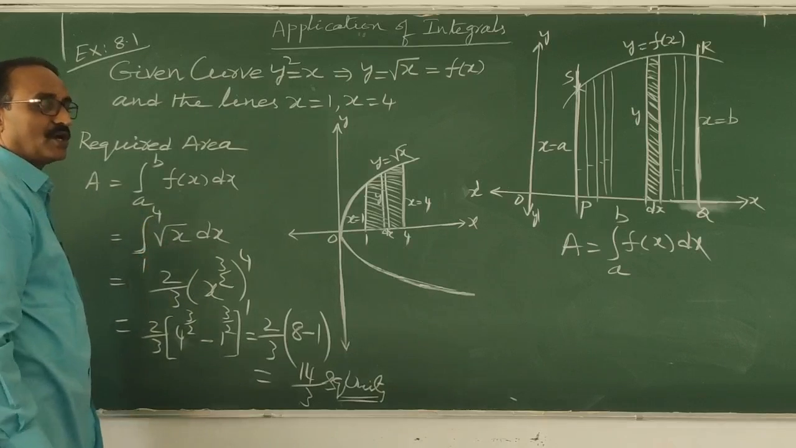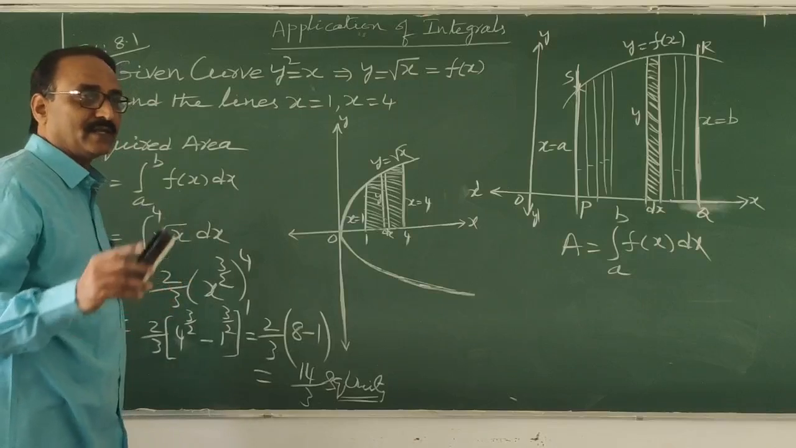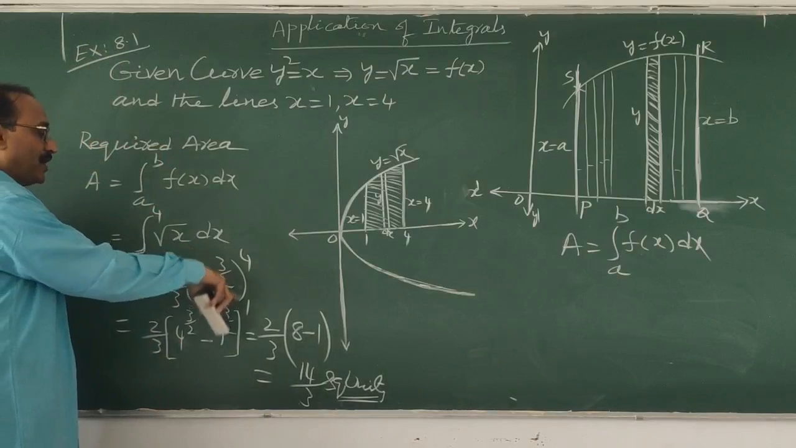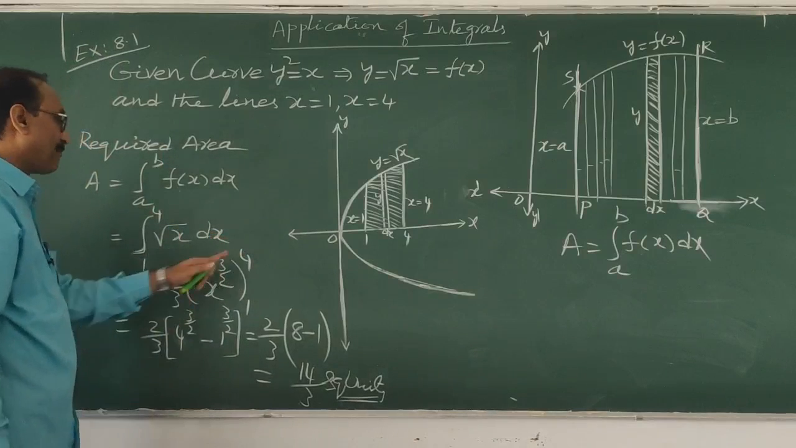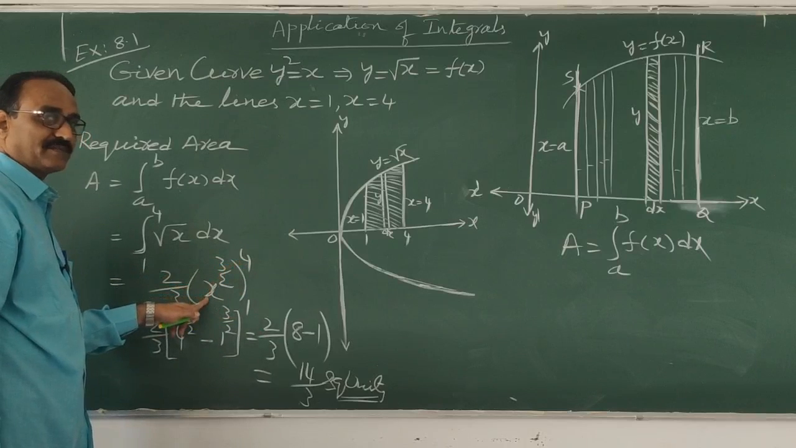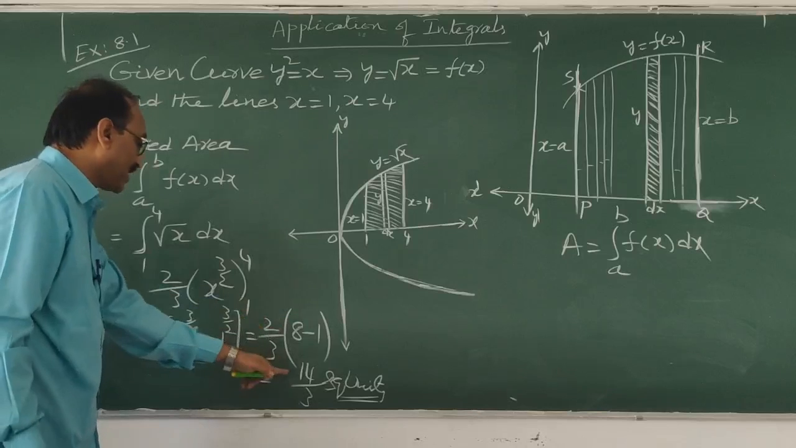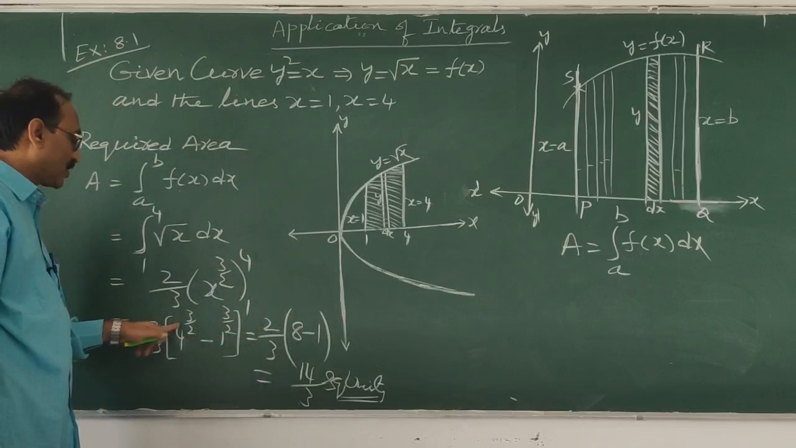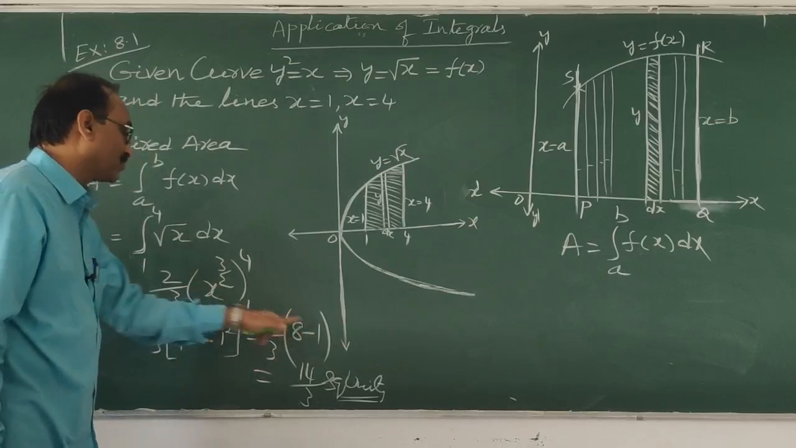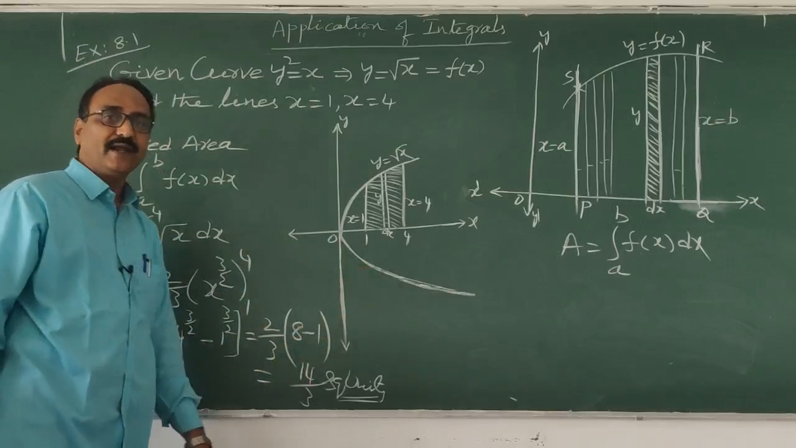What is the integral of root x? Root x means x power half. x power half means x power half plus 1 by half plus 1, that is 3 by 2, divided by 3 by 2, will come 2 by 3 into x power 3 by 2, from 1 to 4. What is the definite integral? Upper limit minus lower limit. What is the upper limit here? 4. In place of x you have to substitute 4 to the power of 3 by 2 minus 1 to the power of 3 by 2. So 2 by 3 into 4 means 2 square. Square, square will cancel. 2 cube will be left over. 8 minus 1 to the power of anything is 1. 8 minus 1, 7, 7 into 2 is 14 by 3 square units, which is the required area.